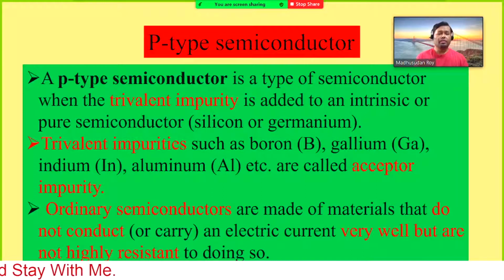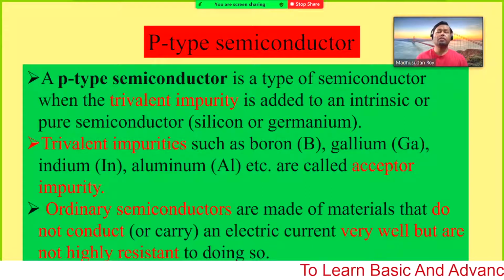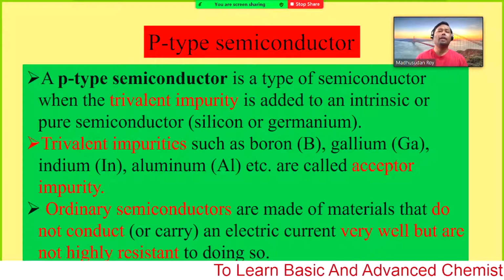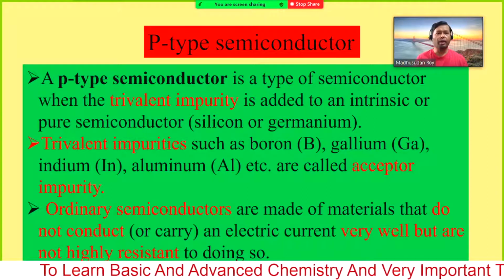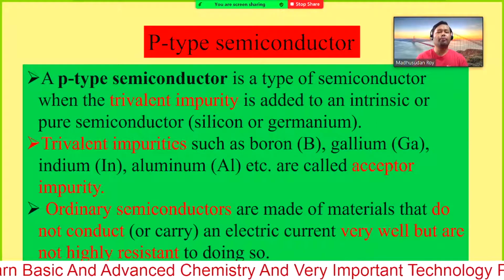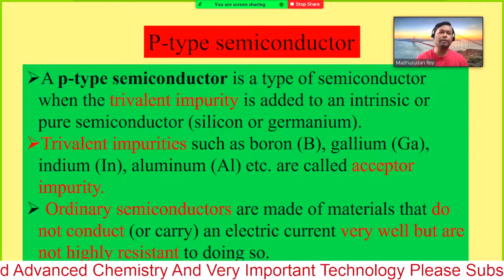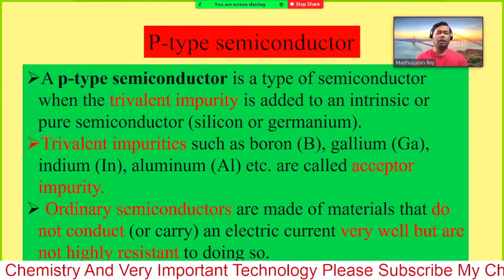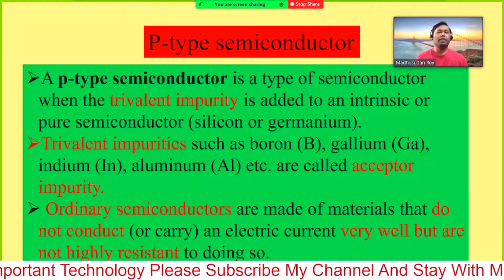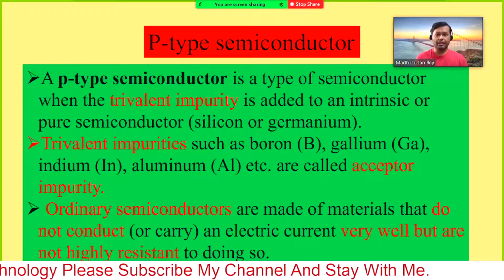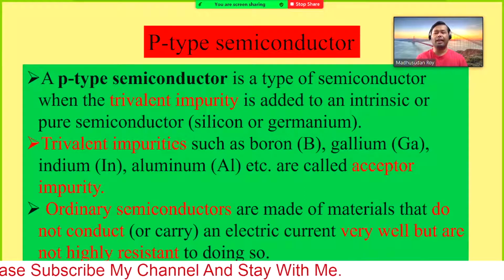So those which have very high resistance do not conduct electricity at all. Ordinary semiconductors do not conduct electricity or current very well. However, if you change some properties, such as increasing the temperature, or if you put some extra material inside it, in that case it can easily transfer electrons or conduct electricity.